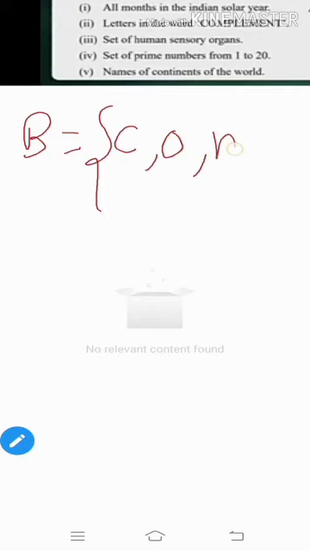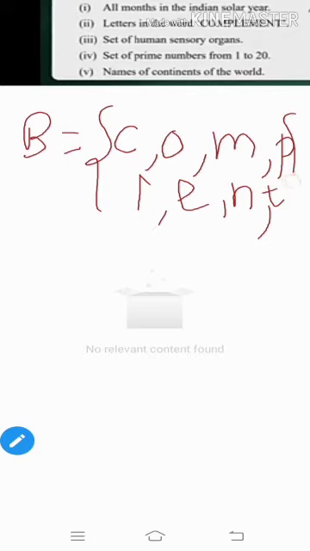Third letter is M. Fourth letter is P. Fifth letter is L. Sixth letter is E. M is repeated, so we don't take M. E is also repeated, so we don't take E. We take N, and after that T. In a set, always remember that whatever alphabet or number is repeated, we don't take it again.